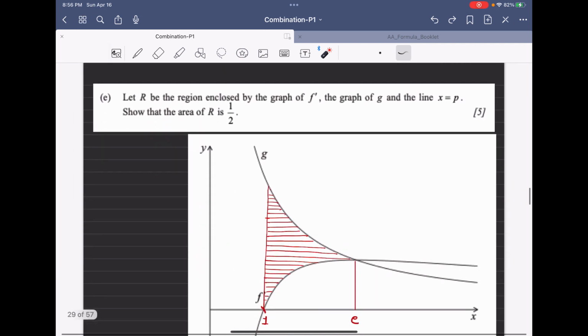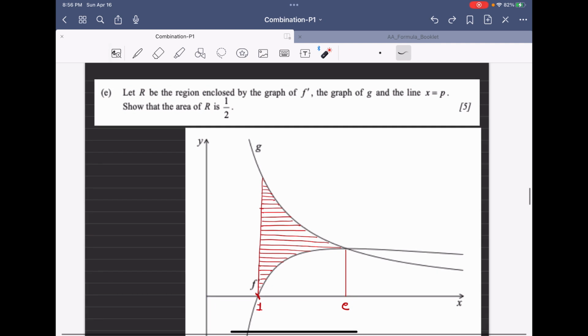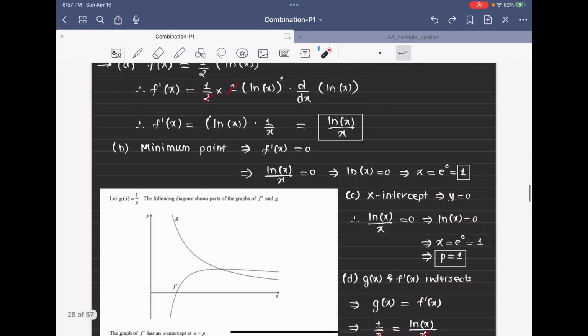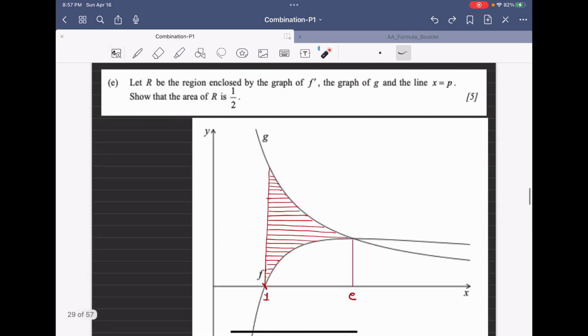Last part, let R be the region enclosed by the graph of f dash, the graph of g, and the line x is equal to p. Show that the area R is 1 by 2. x is equal to p, that means the p value we've already found out, which is 1. So let's say this is my 1. This is where they intersect. Okay, I'm extending this up to here.